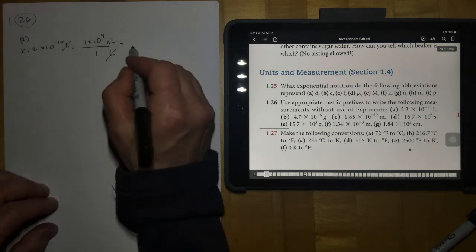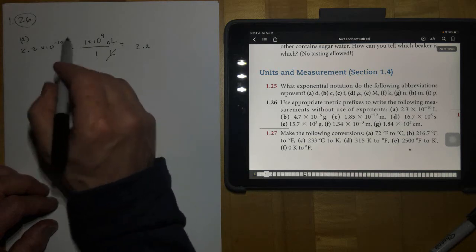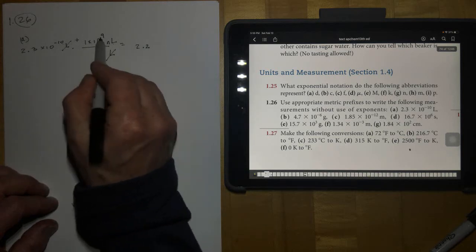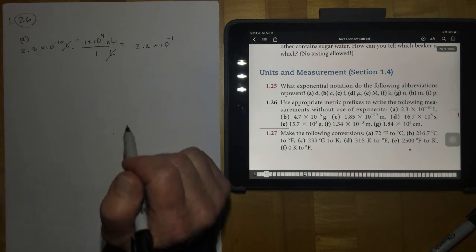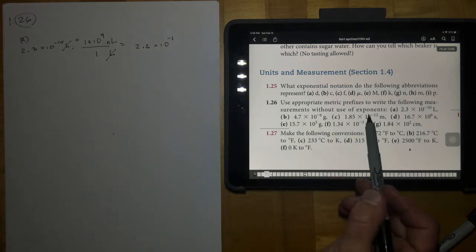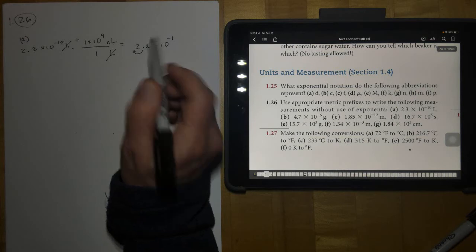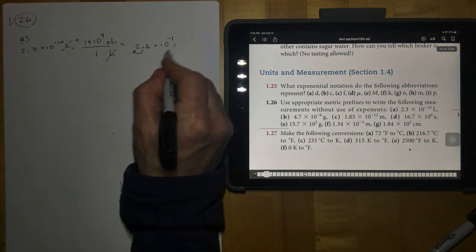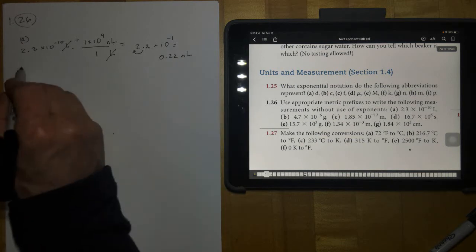Multiply the first two numbers, 2.3, and then add the exponents. So 10 to the negative 10 plus 9 would be negative 1. And so then I'd end up with 2.3 times 10 to the negative first, but it says without the use of exponents, and so I'd move it 1 this way because it's negative, so I want the number to be smaller than 1, and so it would be 0.23 nanoliters.